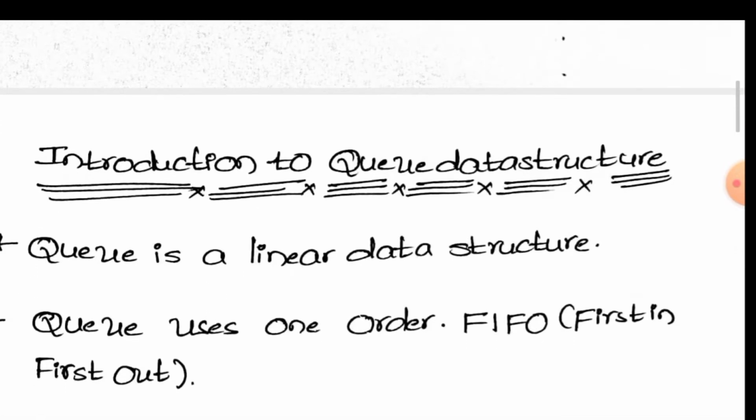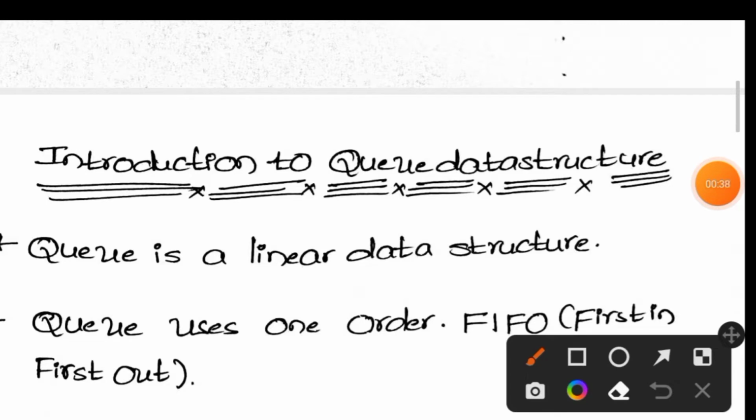First, what is a queue? Queue is a linear data structure. Why are we calling it a linear data structure? Because while inserting or deleting any elements from the queue, we follow one order. That is the reason we say that queue is a linear data structure. Here we are using the first in first out order.